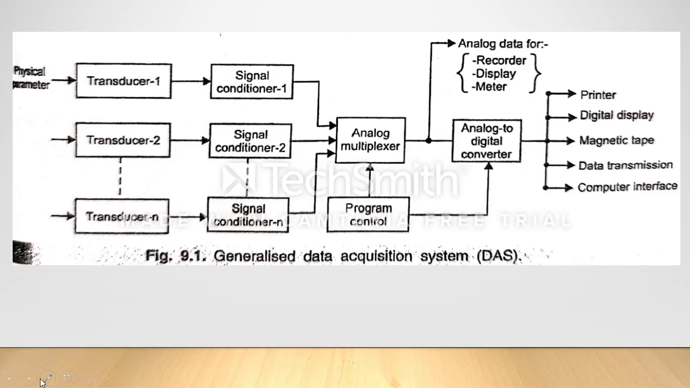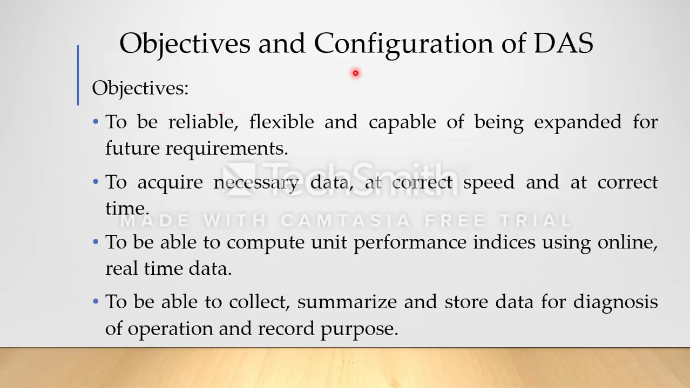Next, we have the objectives and configuration of a data acquisition system. What are the objectives? There are many. Some of the objectives are, main thing, if we are using it in an industry or a plant, we need to see that the proper working or operation of the plant is taking place, and that is checked by the data acquired from the sensors. That is very important, that we know whether the industry is working properly.